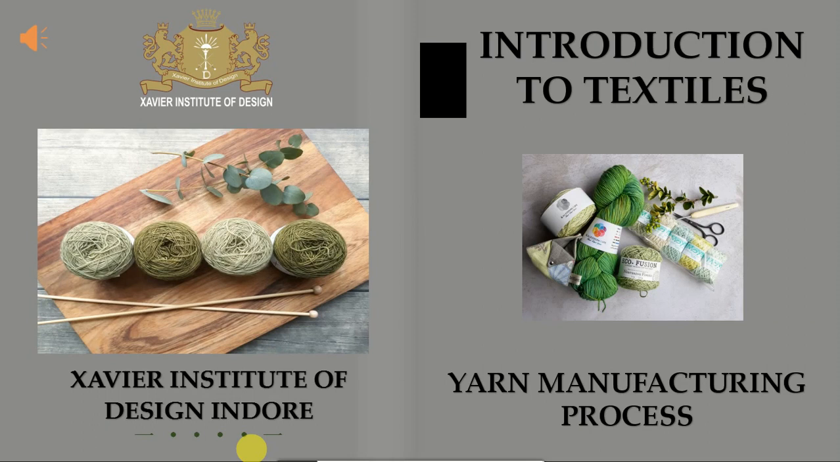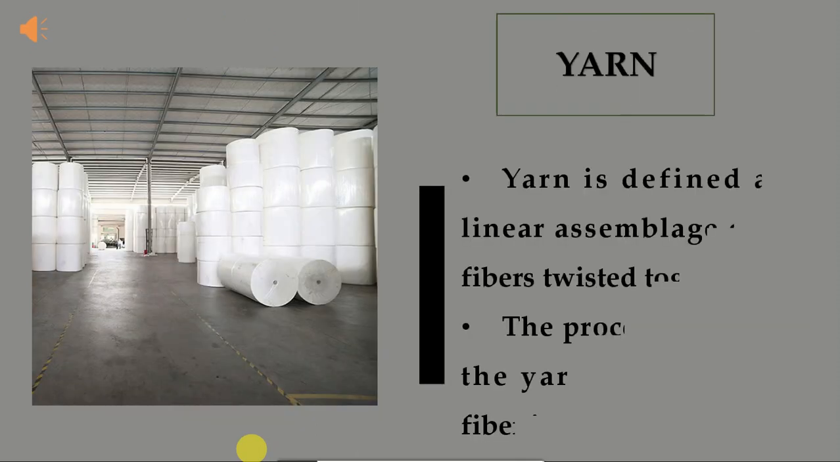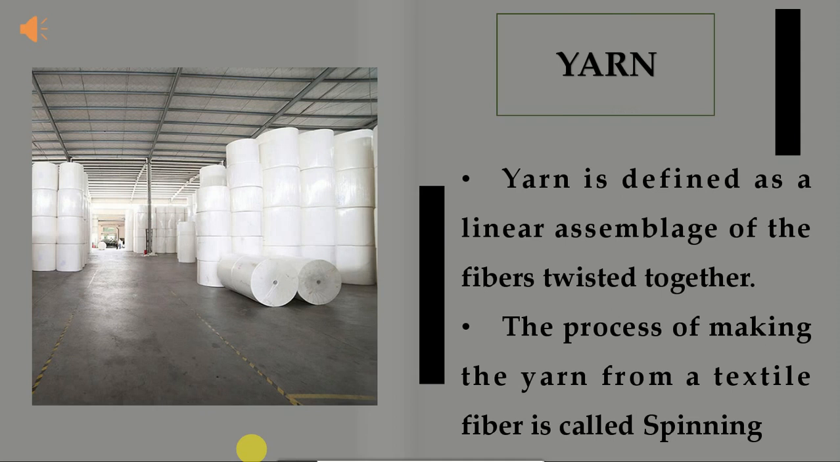Today we will discuss yarn manufacturing process in detail. Yarn is defined as a linear assemblage of the fibers twisted together. The process of making the yarn from a textile fiber is called spinning.